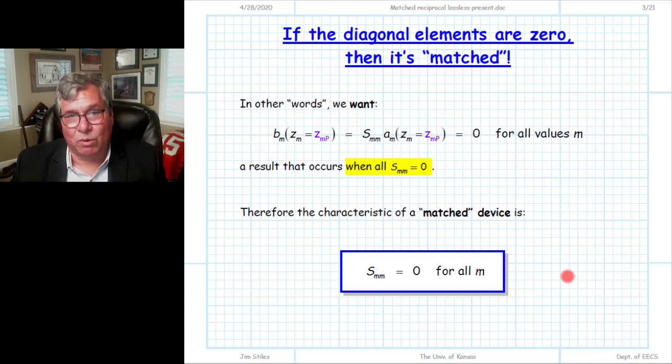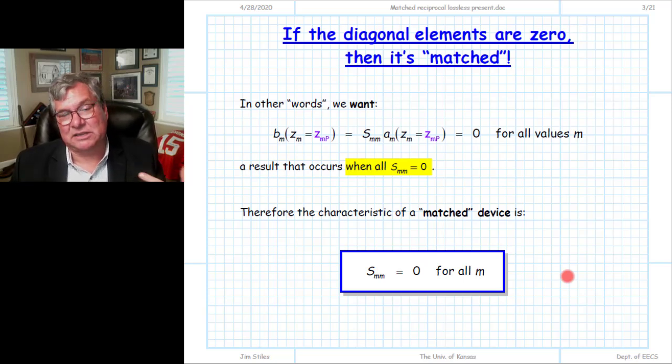That's true for port 1, and also if we repeat the experiment for port 2. We put matched loads on all the ports except for port 2. We put an incident wave onto port 2. What will be the reflected wave? If it's a matched device, the input impedance is Z0. The reflection coefficient there is equal to 0. None of the incident wave is reflected because, again, the input impedance is Z0. And so S22 would be equal to 0 for that case. Likewise for port 3 and port 4.